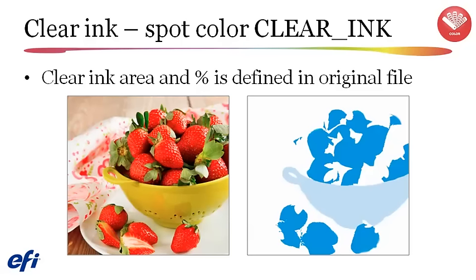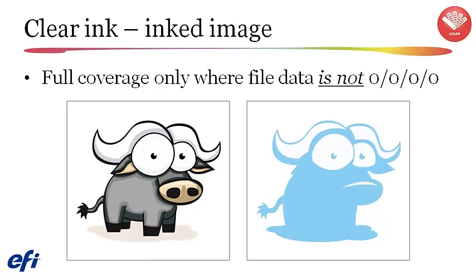First up is the spot color clear ink mode. In this mode, the clear ink usage follows the defined values in a layer or channel in the original graphic file. For example, in this image, a layer has been added where the strawberries will print with a 100% clear ink overprint, while the bowl will print with a 50% clear ink overprint. If you select the inked image option, clear ink will print anywhere that the pixel data in the original image is not 0000 CMYK. The amount of clear ink used will be limited by the percent value set in the ink coverage window.